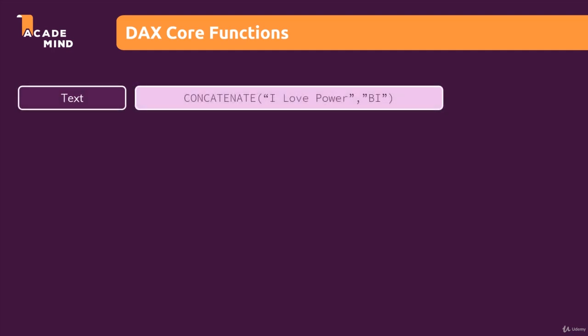Text functions are, well, we know it already, our good old concatenate. With concatenate, we can combine strings from multiple columns into a new combined string in a new column here.